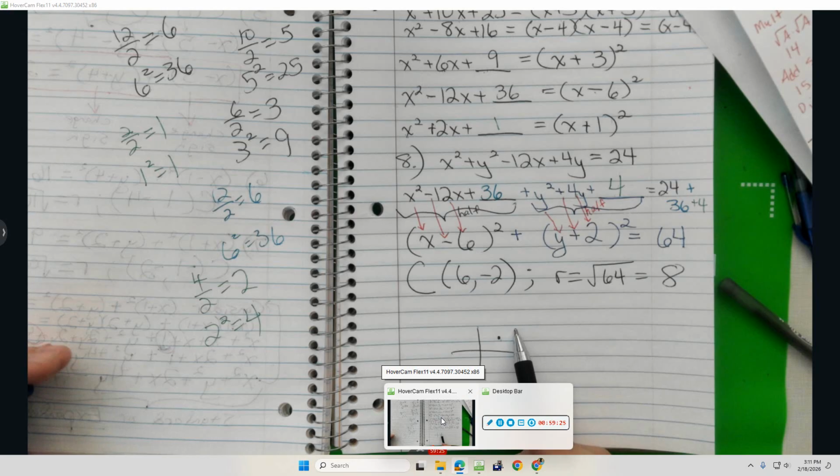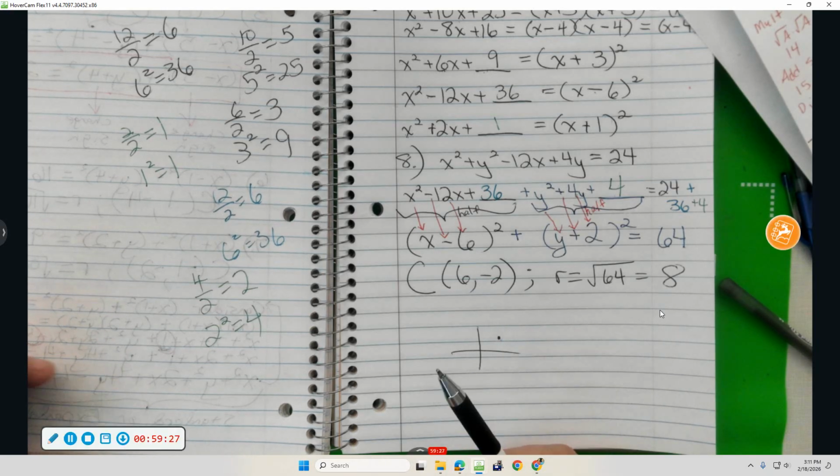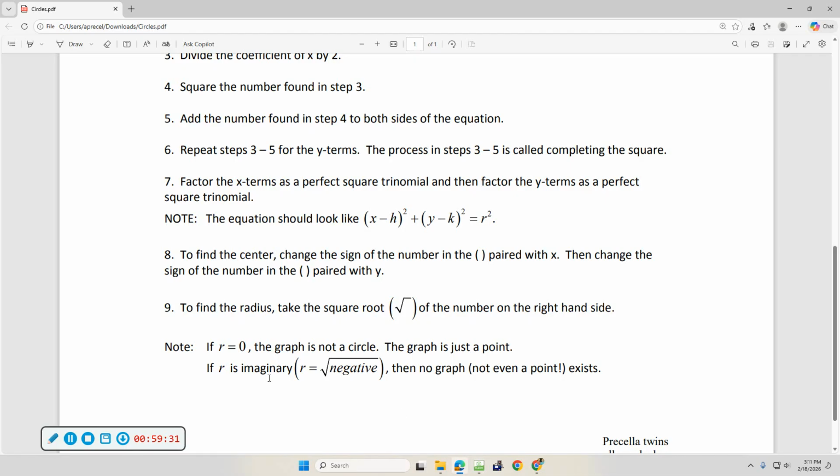If it's negative, well, can you take the square root of a negative number? Sure you can. It's imaginary, but it can't be expressed on a number line. And so we say if r turns out to be imaginary, then you have no graph, not even a point, and that will occur as we go through the homework.